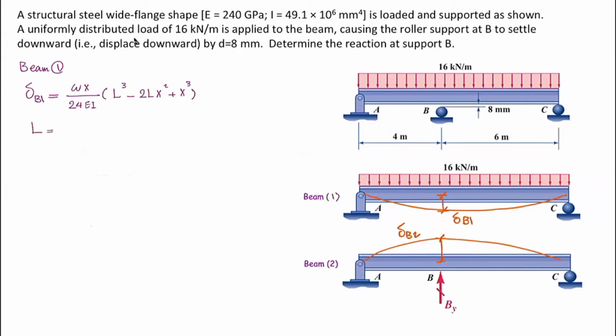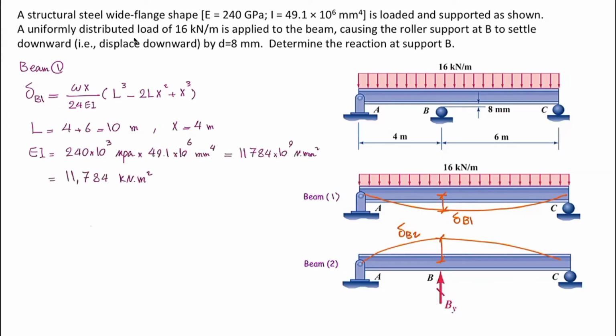The total length of the beam is 10 meters. X is the distance of the point at which we want to determine the deformation from the left support, which is 4 meters. And EI is given in Newton and millimeter. But I'm going to convert that into kilonewton and meter to make it consistent with the rest of the data. And yes, the unit conversion is tricky for these types of problems. You can convert either to Newton and millimeter, or similar to what I did here, to kilonewton and meter. Either way we go, the final answer should be the same.